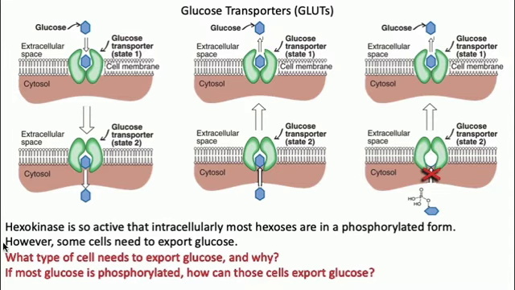At the same time, there are cells which need to export glucose. Do you know what type of cell that is? Please see if you can think for a minute what type of cell might want to export glucose. And of course, if most of glucose in the cell is in the glucose 6-phosphate form, how do you export it? Please pause and try to answer that.